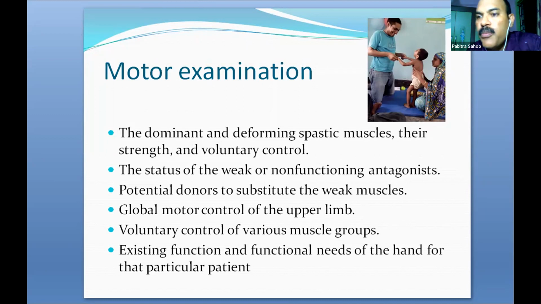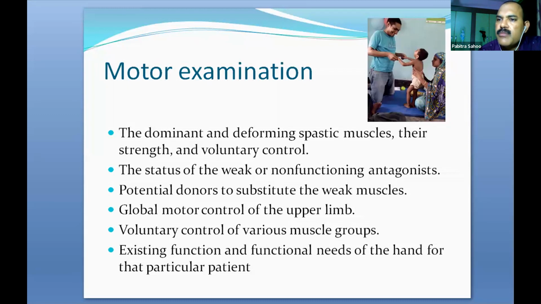Then global motor control of the upper limb as a whole: how the upper limb is behaving, whether the patient has initiation for a particular activity or not. That is global motor control. Then voluntary control of various muscle groups: flexors, extensors, radial deviators, ulnar deviators, group-wise. You have to think about how the voluntary control of each group of muscle is. Then the existing function and functional need of the hand for a particular patient. What is the need of the hand? Whether you are dealing with the left hand required for hygienic purposes, or a dominant hand required for other ideal activities. Each muscle or group of muscles is evaluated for voluntary control.